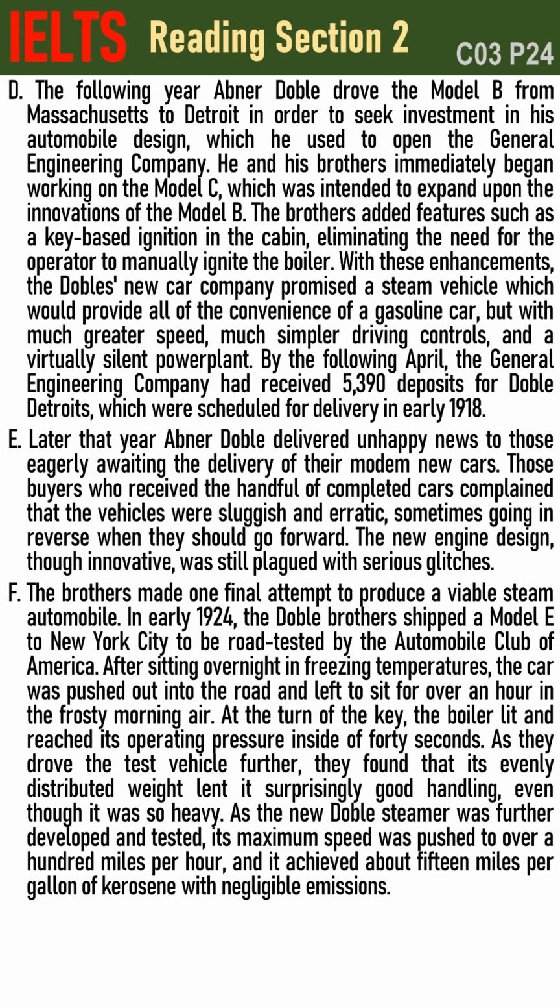In early 1924, the Doble brothers shipped a Model E to New York City to be road tested by the Automobile Club of America. After sitting overnight in freezing temperatures, the car was pushed out into the road and left to sit for over an hour in the frosty morning air. At the turn of the key, the boiler lit and reached its operating pressure inside of 40 seconds. As they drove the test vehicle further, they found that its evenly distributed weight lent it surprisingly good handling, even though it was so heavy. As the new Doble steamer was further developed and tested, its maximum speed was pushed to over 100 miles per hour, and it achieved about 15 miles per gallon of kerosene with negligible emissions.